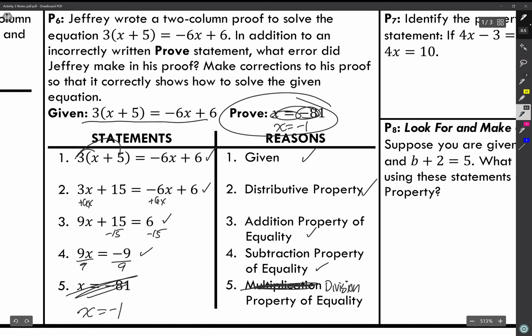Because that's our last statement of our proof. And that's the only mistake he made, guys. So we fixed those two, and now his proof is correct.